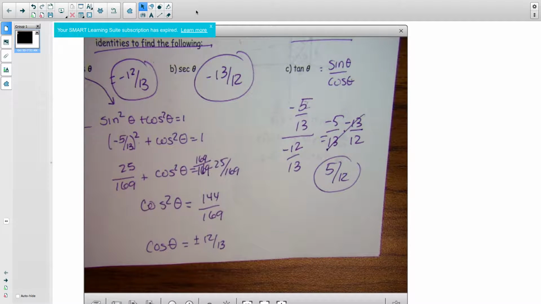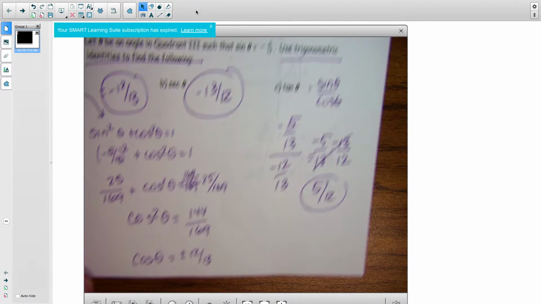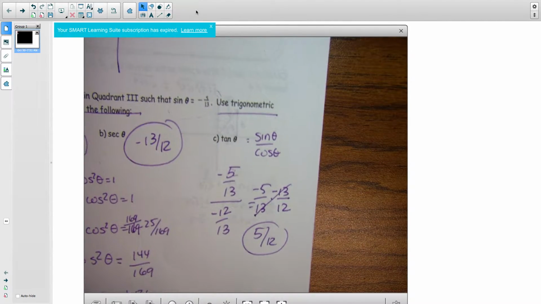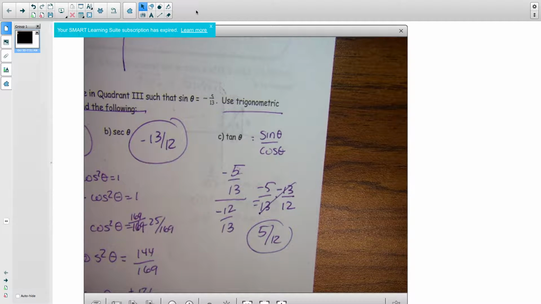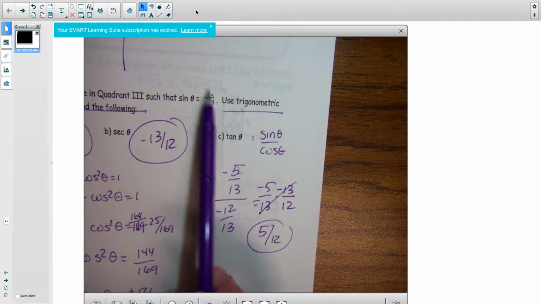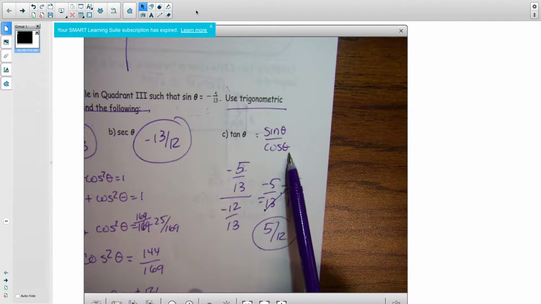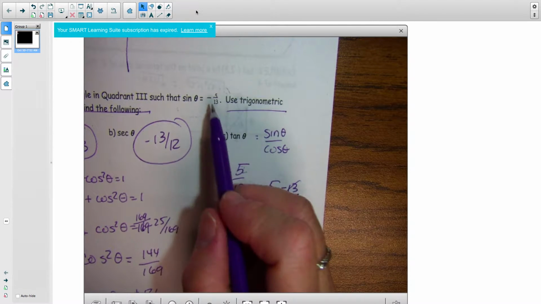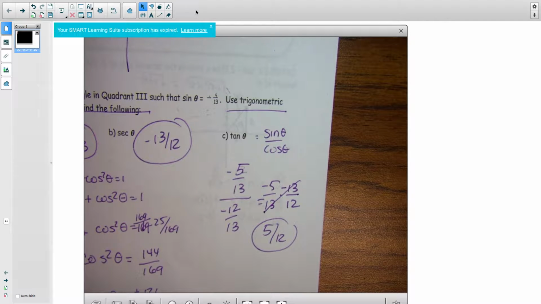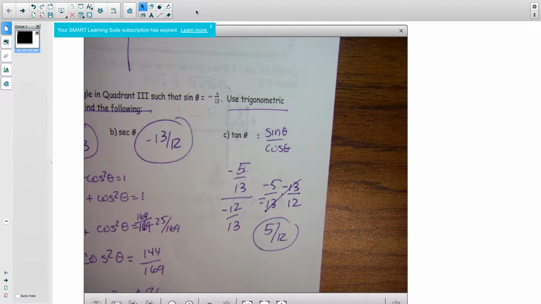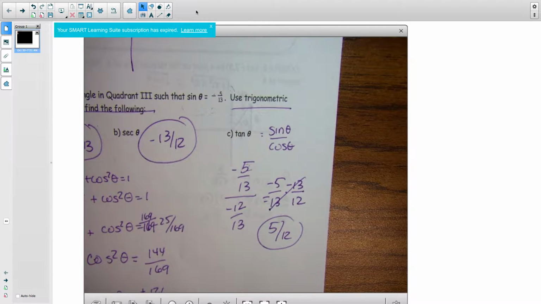Questions? Sylvia, what's your question? It should be negative 5/12, or no? No, because sine and cosine are both negative. It's a negative divided by a negative, which is positive. We're down here in quadrant 3. All Students Take Calculus: tangent is positive.